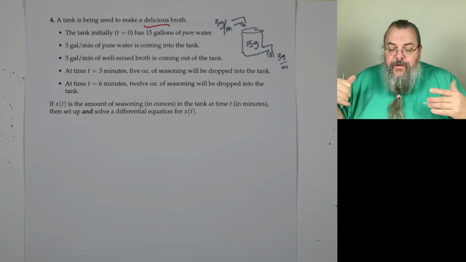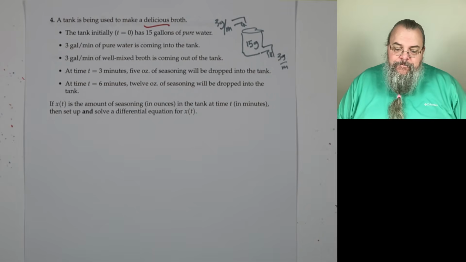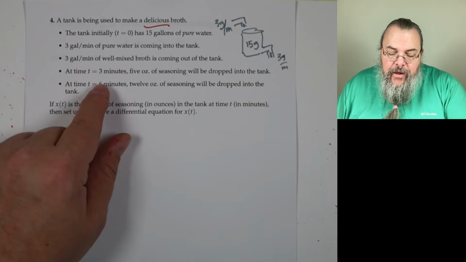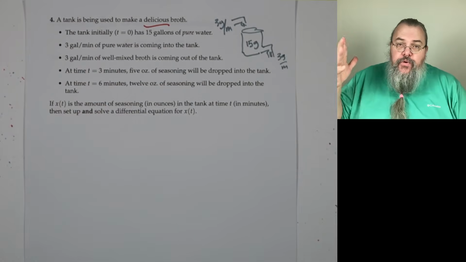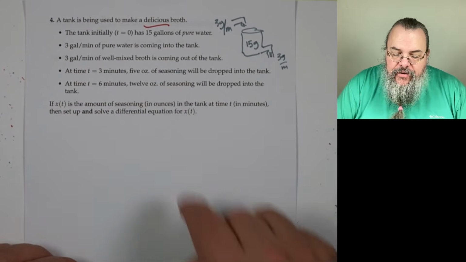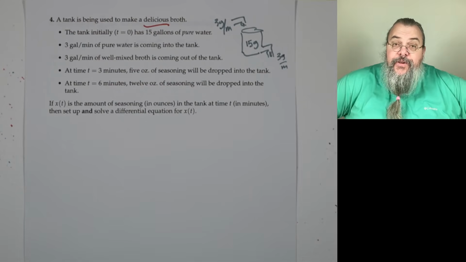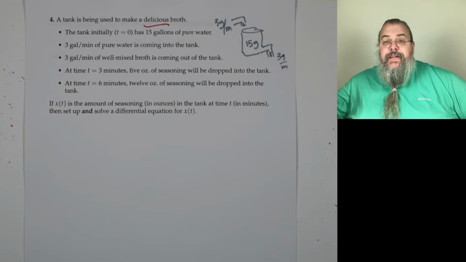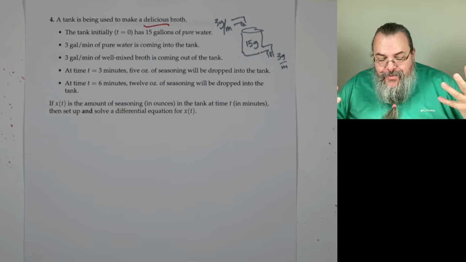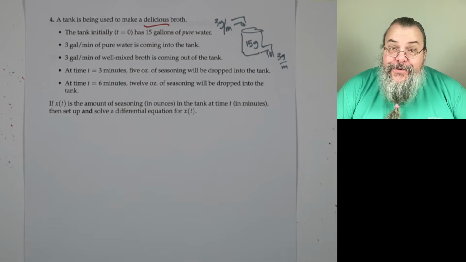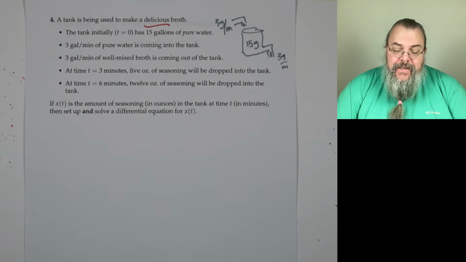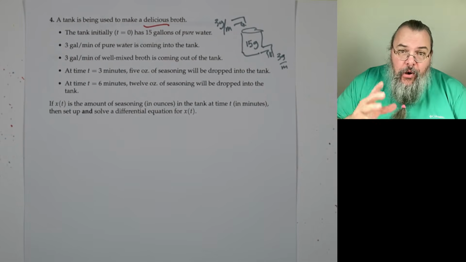But what happens? Well, we haven't finished the story yet. What happens is at 3 minutes, boom, we add some seasoning, 5 ounces, and it'll be dropped into the tank. And then at 6 minutes, boom, 12 ounces of seasoning dropped into the tank. Now, notice we're just dropping into the tank.